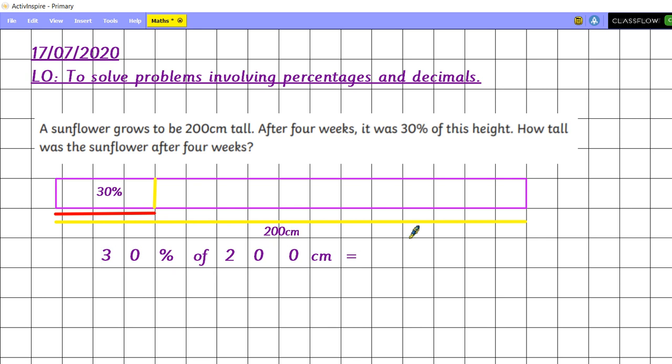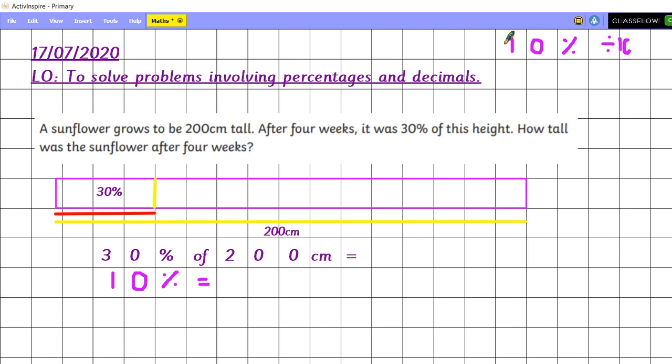So the best way to do this is to find 10% and then look at what we need to find 30%. So what's 10% of 200? Well, I'm going to divide 200 by 10. Don't forget, I'll write it up here. To find 10% of a number, we have to divide by 10.